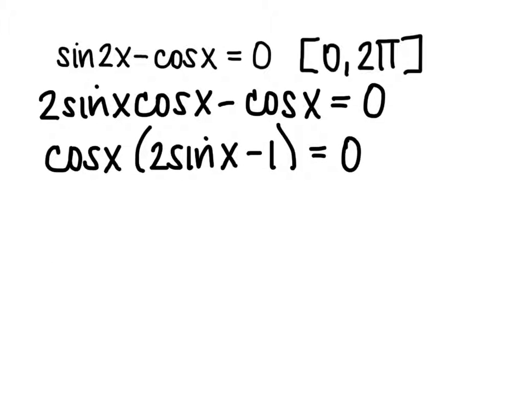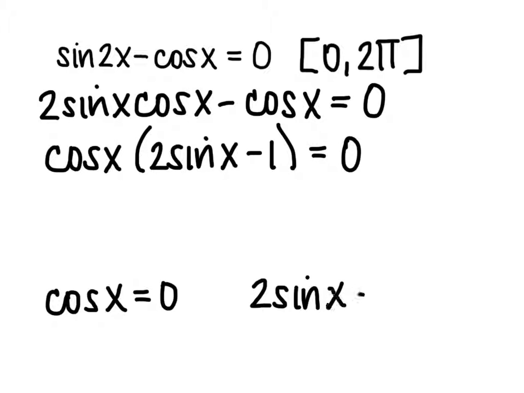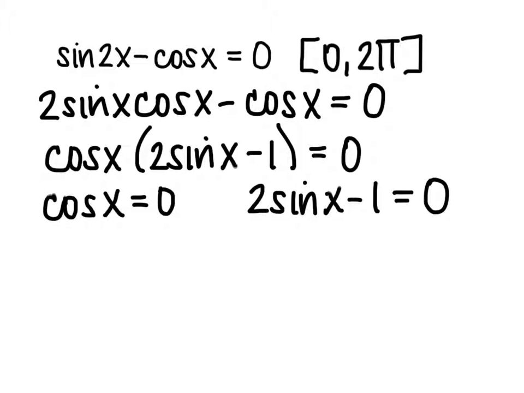Now, because it is in its most factored form, I can set each thing that has an x equal to 0 and get my answers. So I can say cosine x is equal to 0, and 2 sine of x minus 1 is equal to 0. What I'm really saying with cosine x equals 0 is: what values for x are going to give me 0?